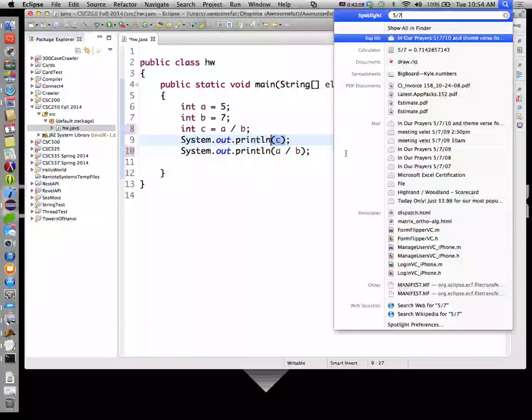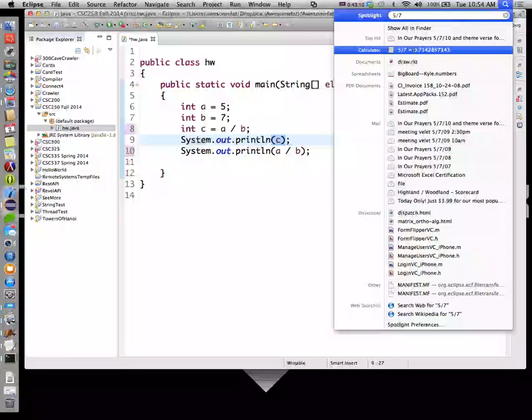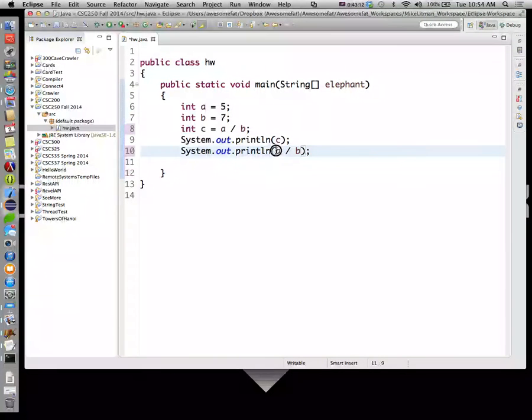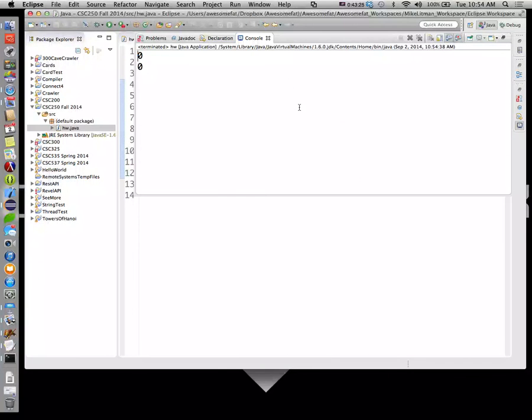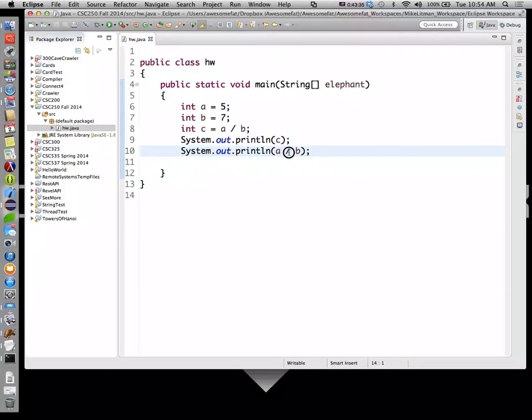So what do we have before the decimal point here? A 0. Now, what about here? It's a little fuzzier, right? Both 0. Why? Because A and B are both integers. Since A and B are both integers, this does integer division.